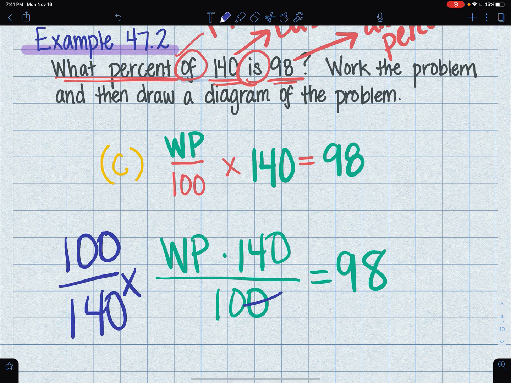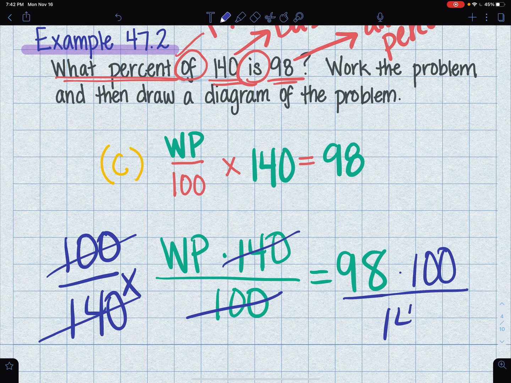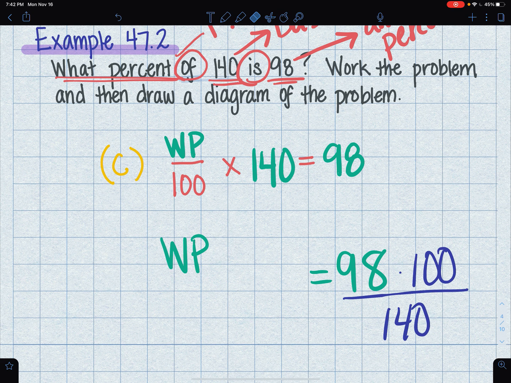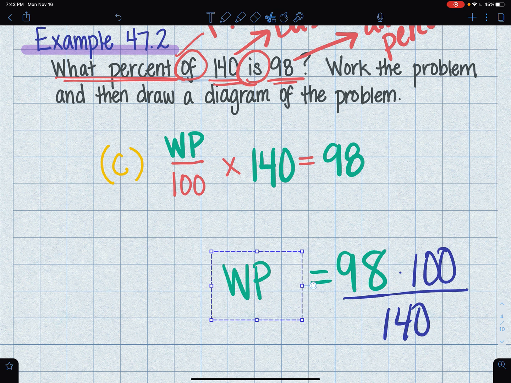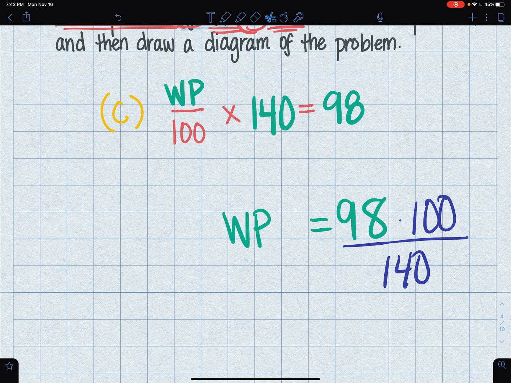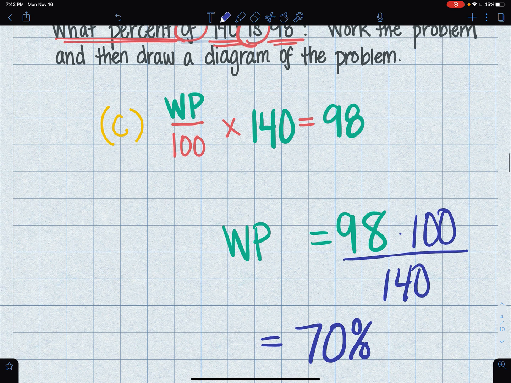Why do I do that? Because this 100 cancels out, this 140 cancels out. But I have to do the same thing to both sides. So I have to multiply this side by 100 over 140. Now, when I do that, all of this cancels out, and I am left with WP is equal to 98 times 100 over 140. And then this is super simple because you just plug that into your calculator, and you are going to get 70%. Now, go back and look. Does that make sense? If you got 98 questions right out of 140, does it make sense that you probably got 70% on the test?